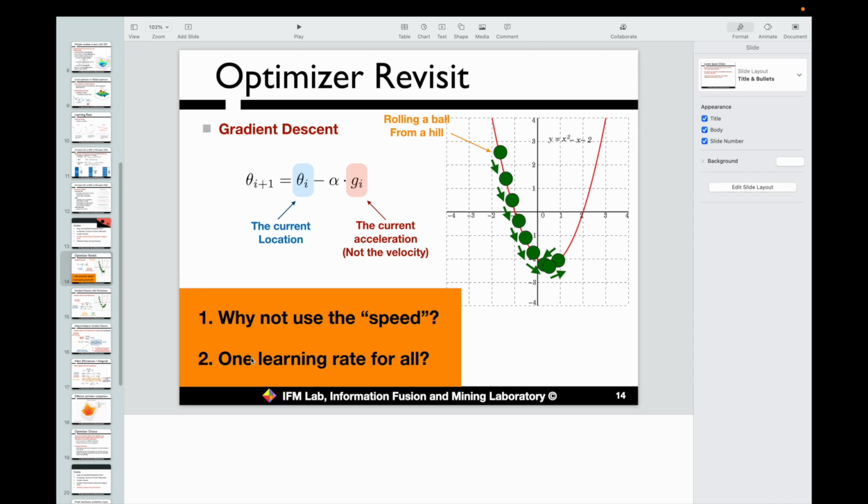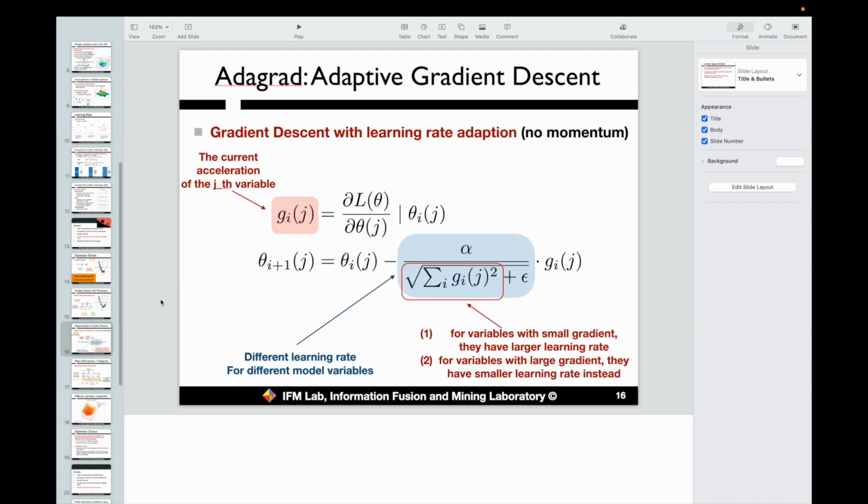Can we have different learning rates for different variables instead of using one single learning rate for all the variables, right? And to achieve this target, we have to introduce another algorithm. It's called adaptive gradient descent, or Adagrad. So Adagrad actually assigns different variables with different learning rates. And the way to achieve this is by memorizing the historical gradients of the variables.